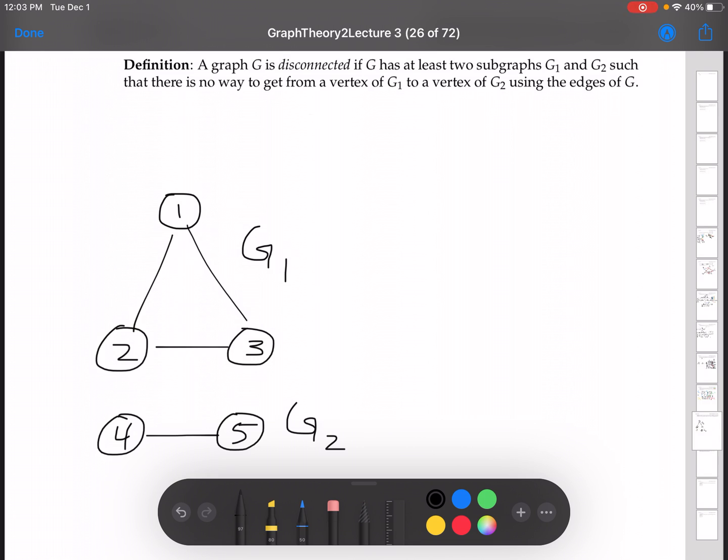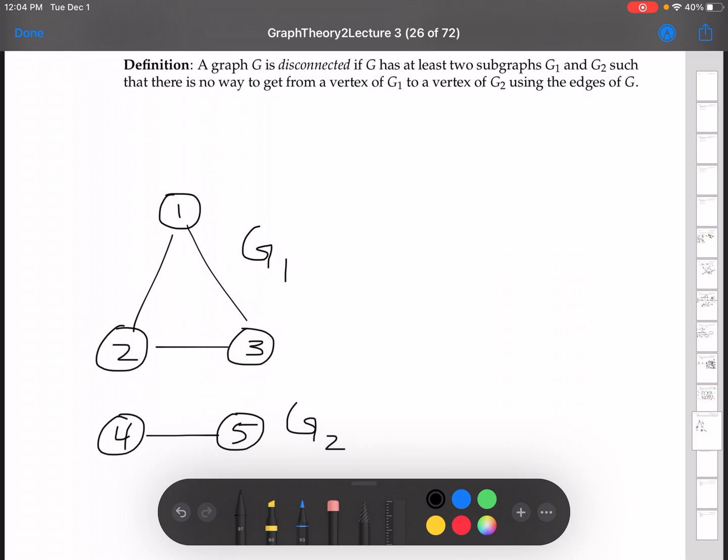You can think of it as if each of the vertices are towns and the edges are roads. You can drive from town 1 to town 2. You can drive from town 1 to town 3. But you can't drive from town 1 to town 4. There's just no roads there. Right? These are islands, or there's a mountain range between G1 and G2.